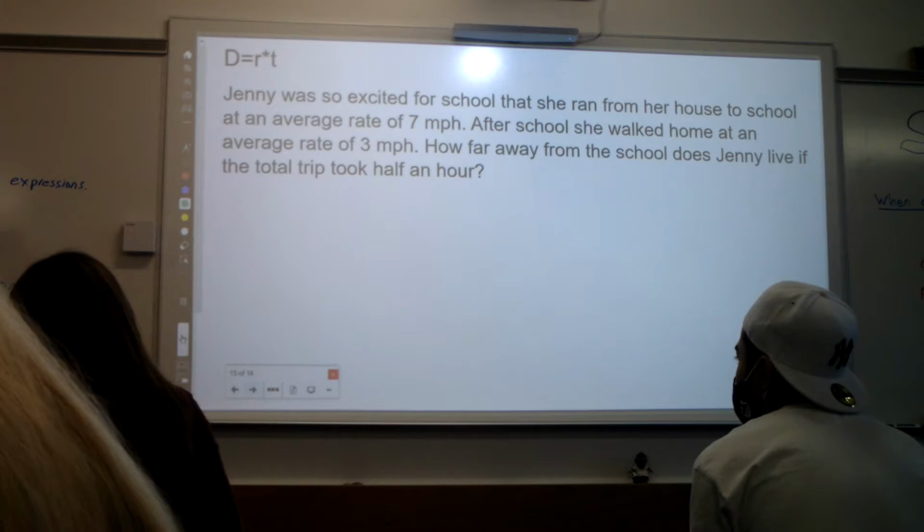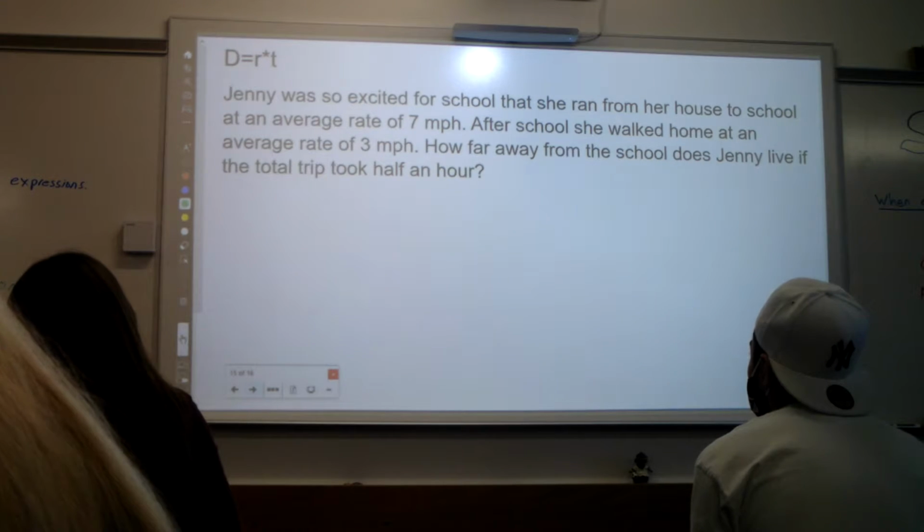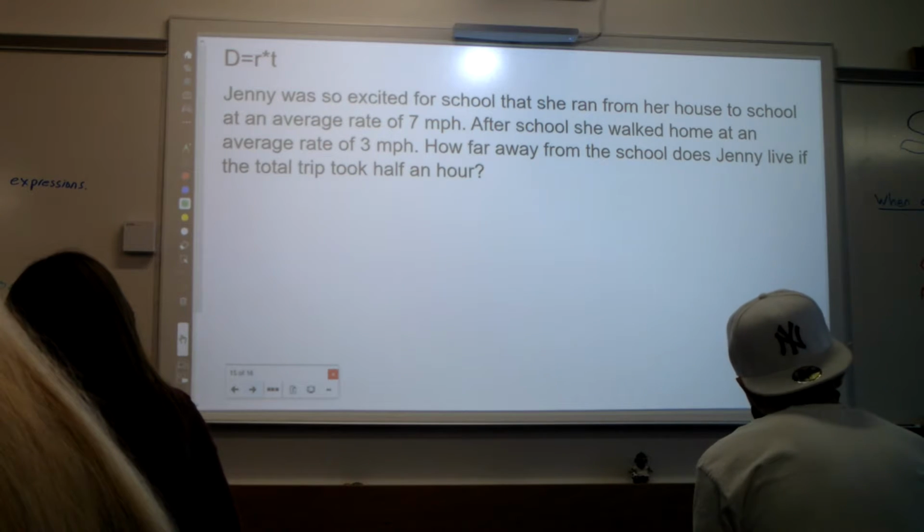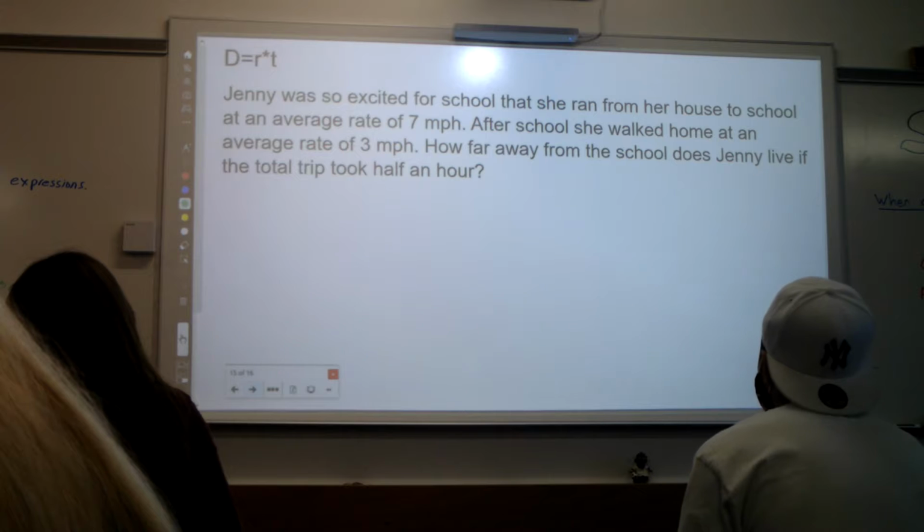So let's actually, Allie, will you read this problem for us? Jenny was so excited for school that she ran from her house to school at an average rate of 7 miles per hour. After school, she walked home at an average rate of 3 miles per hour. How far away from school does Jenny live? Is the total trip to that?